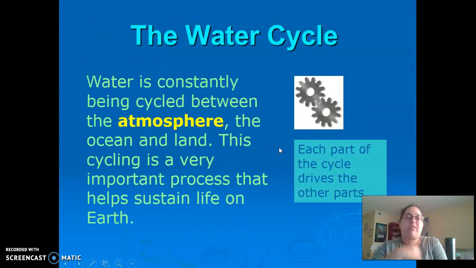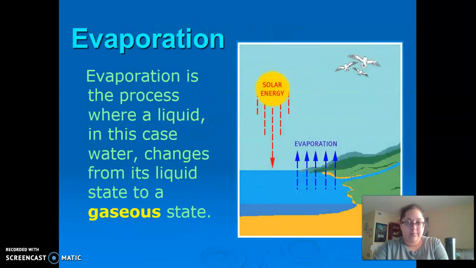So the water cycle is water being constantly cycled between the atmosphere, the ocean, and land. The cycling is a very important process. It helps sustain life on Earth. It helps recycle water, all of that stuff. Each part of the cycle drives the other parts.